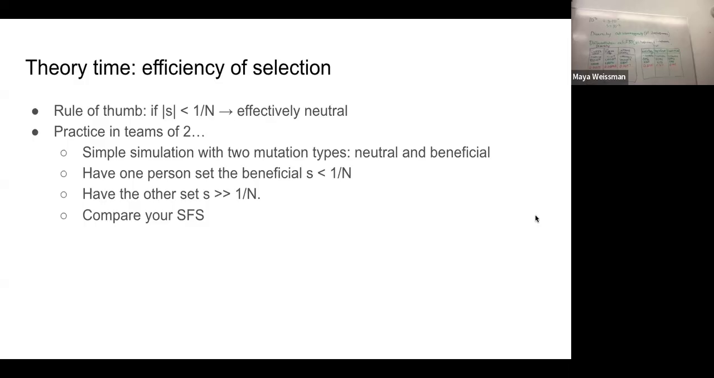Gotcha. Okay, so there are two ways that you can introduce beneficial mutations. The first is you can let them happen organically through mutation. So you set some mutation rate and then you let it go. The other way is to say, after the burn-in is done, I'm going to randomly take one individual and give them the mutation I want and see if it succeeds.